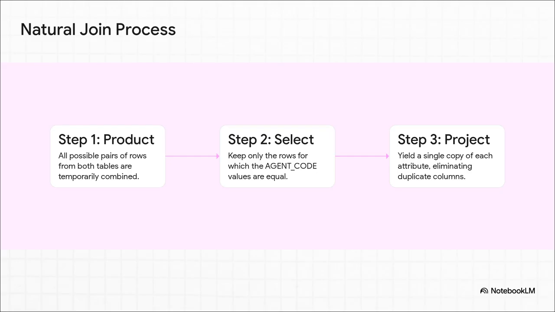First, behind the scenes, the database mashes everything together. It makes a temporary list of every possible customer-agent combination. Then it does the smart part. It goes through that massive list and only keeps the pairs where the agent codes actually match. And finally, it cleans it all up, gets rid of the extra columns, and presents you with one perfect, unified table that answers your question.